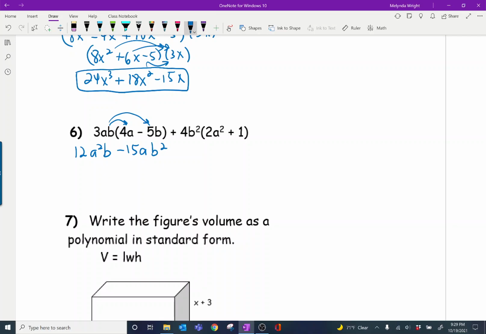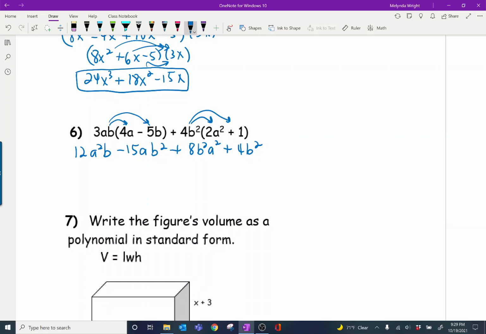Okay, made it through the first one. Let's try the second one. Okay, so 4 times 2 is 8. And b squared and a squared are different, so b squared times 1 is b squared. A squared times 1 is a squared. Then 4b squared times 1 is just delightfully 4b squared.